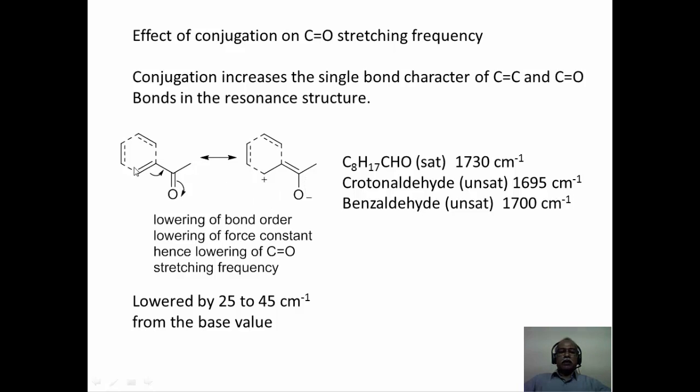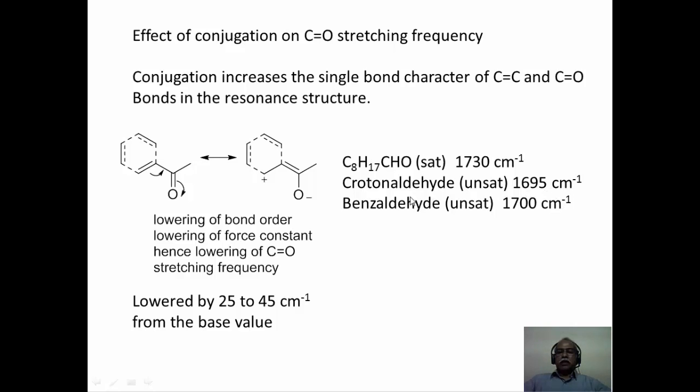The conjugation could be because of an isolated double bond in conjugation with the carbonyl functional group, or because part of an aromatic system is in conjugation with the carbonyl functional group. The lowering of the bond order, the lowering of the force constant, and hence the lowering of the carbonyl stretching frequency is what one would normally observe. This is illustrated by the examples shown here. If we take nonanal, which is a C9 aldehyde, the stretching frequency of the carbonyl function, the CO stretch in all these cases, comes around 1730 inverse centimeter. And crotonaldehyde, which is an alpha-beta unsaturated carbonyl functional group, comes around 1695.